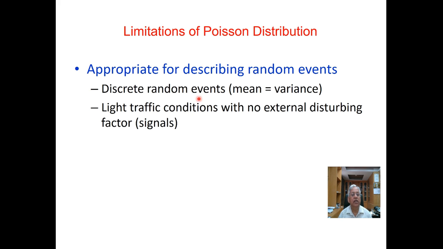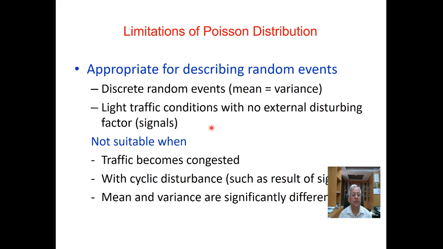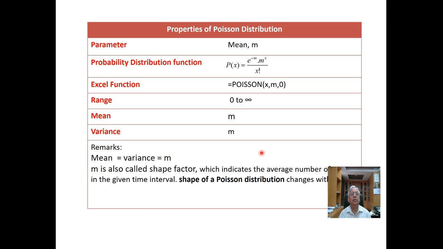So when you say random event, it is only applicable in light traffic conditions where there is no external factor which can influence the traffic stream, like signals. It is not suitable when traffic becomes congested or when there is a disturbance due to signals in the traffic stream, or when mean and variance are significantly different. These are the properties of Poisson distribution. It is defined by a single parameter, the mean, which is generally denoted by m.